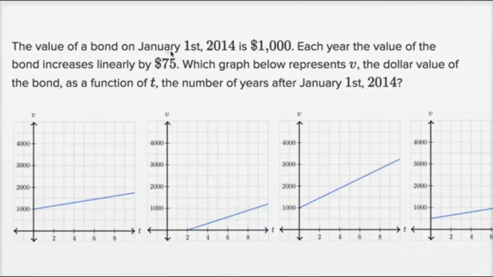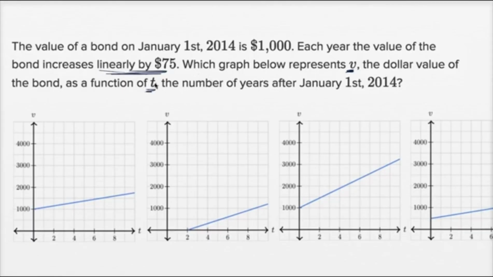The value of a bond on January 1st, 2014 is $1,000. Each year, the value of the bond increases linearly by $75. So after 1 year, it's going to be $1,075. After another year, it's going to be $1,150, and so on and so forth. Which graph below represents V, the dollar value of the bond, as a function of T, the number of years after January 1st, 2014? Well, there's a couple of ways to think about it.